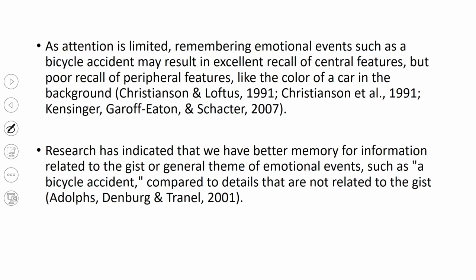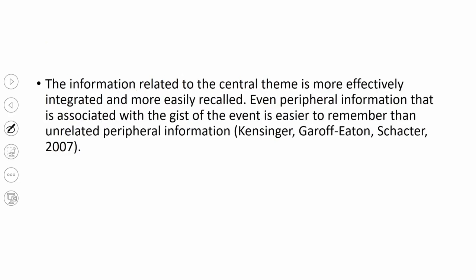So, research has indicated that we have better memory for information related to the gist, or general theme, or central aspect of the events, compared to details that are not related to the gist. So, that is why a lot of errors happen in eyewitness testimony. Information related to the central theme is generally effectively integrated and more easily recalled. Even peripheral information, if it is associated with the gist or some central aspect, can be remembered as compared to unrelated peripheral information.